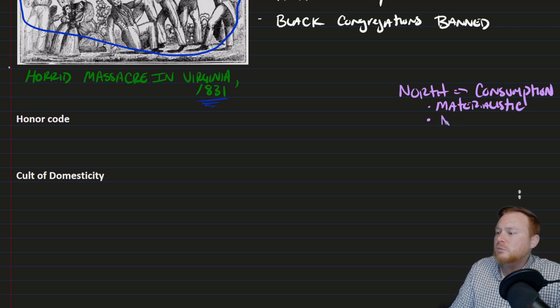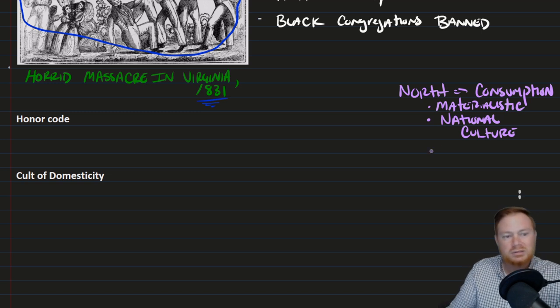Also, we might say more of a national culture. Northerners, because they are trading with each other, are more likely to read the same newspapers and visit other states. Whereas in the South, the lack of factories does not have a lot of consumption going on, so people aren't really buying stuff. The lack of trains or transportation doesn't mean that a national culture is developing.